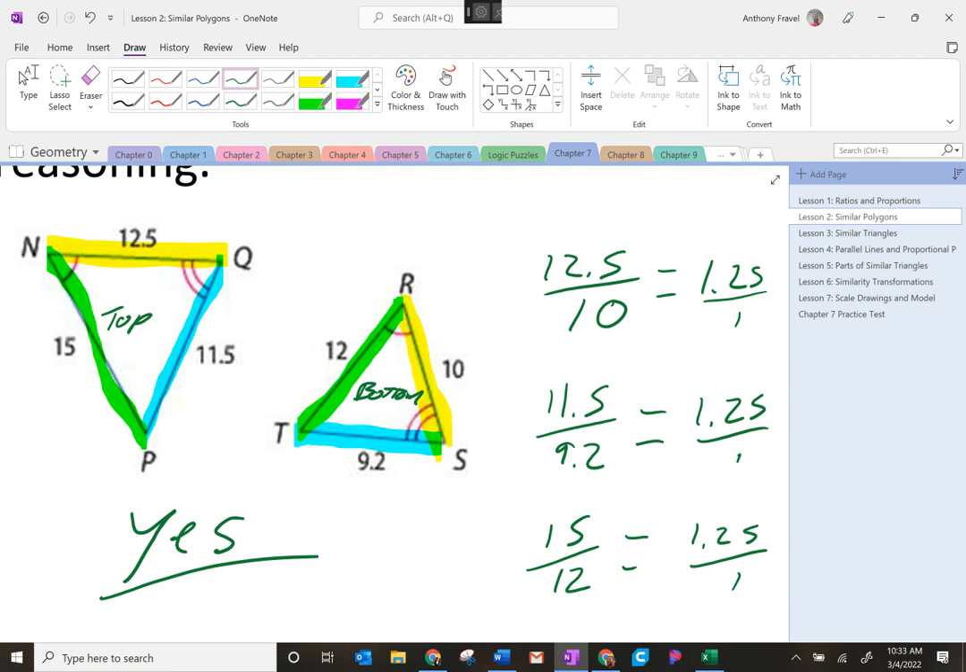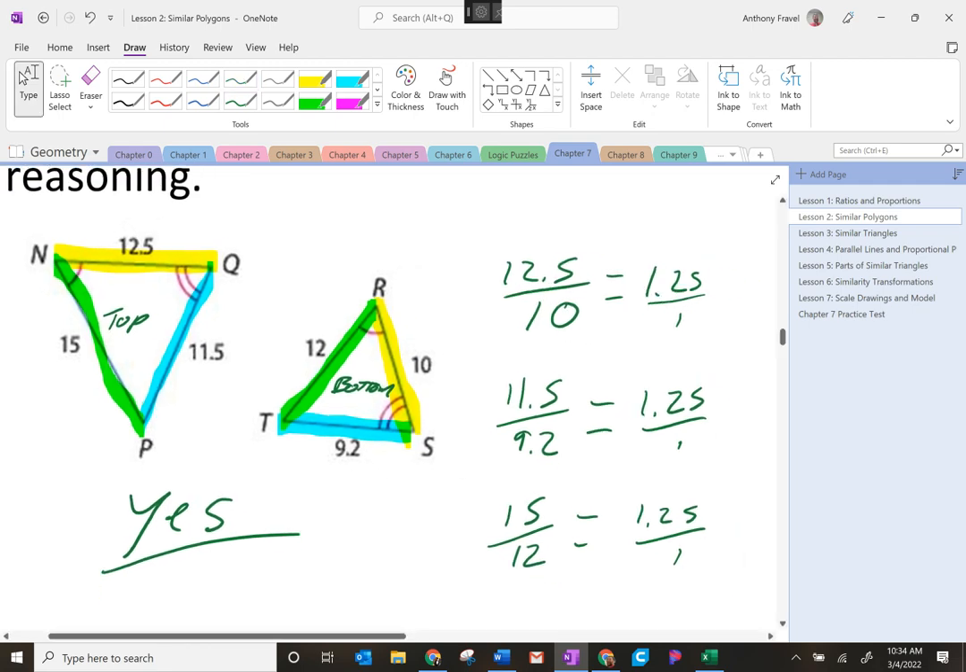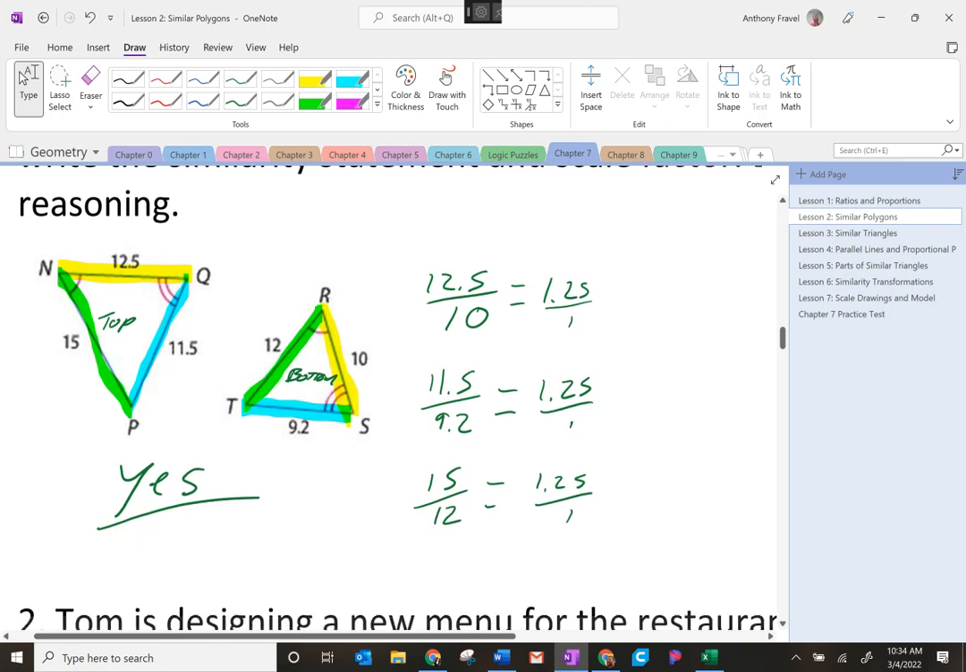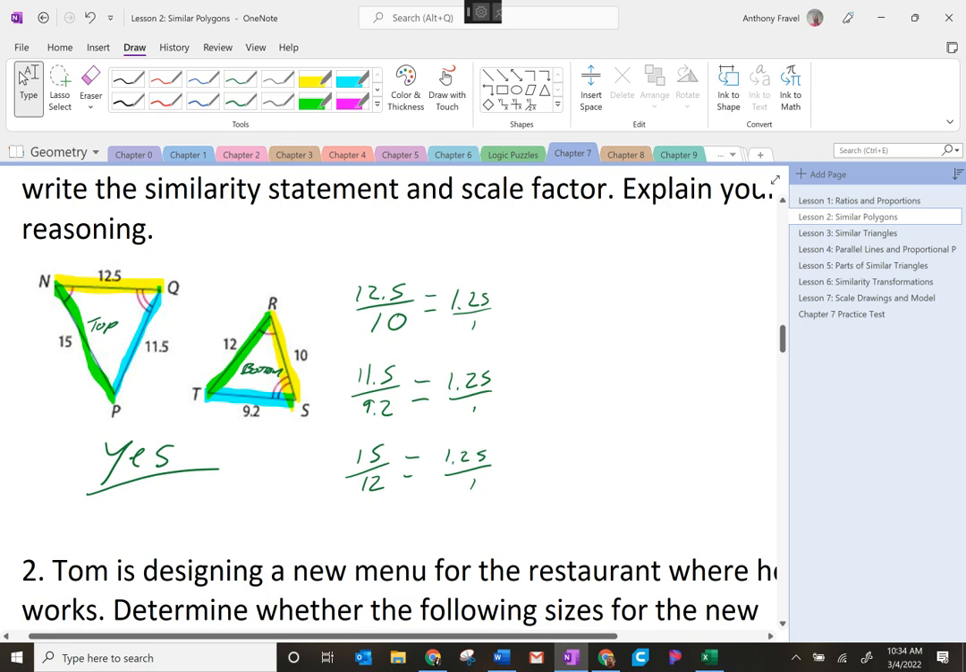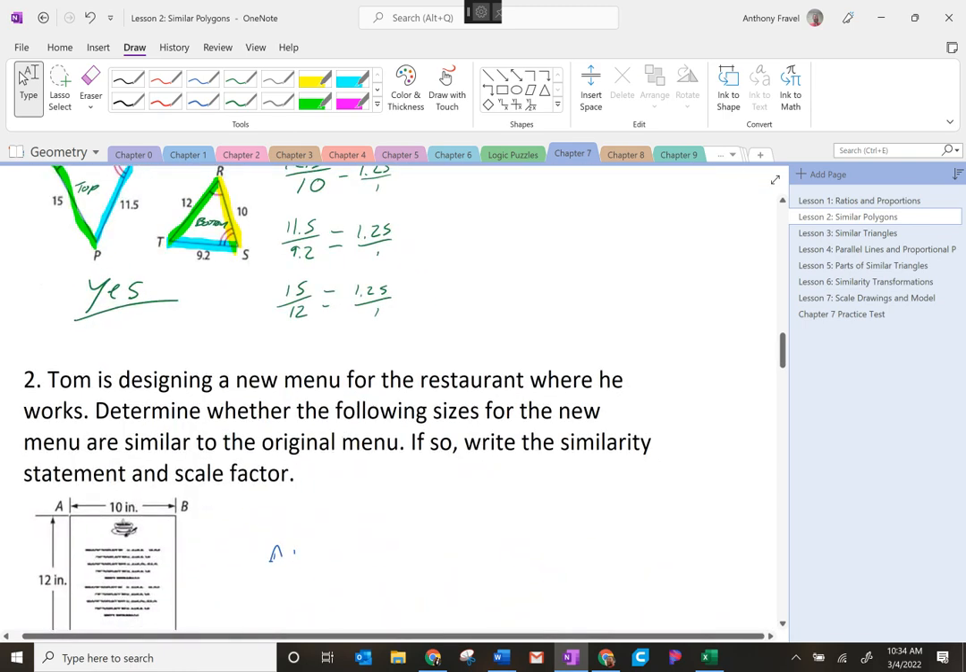If we're doing these and I got to the second one and I saw they weren't the same number, you can stop right there. Because in order for those shapes to be similar to each other, every single one has to be the exact same proportionality. Good there. Excuse me. All right, so I've got this next one.